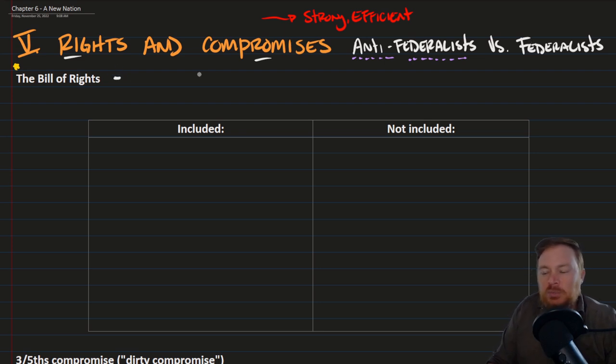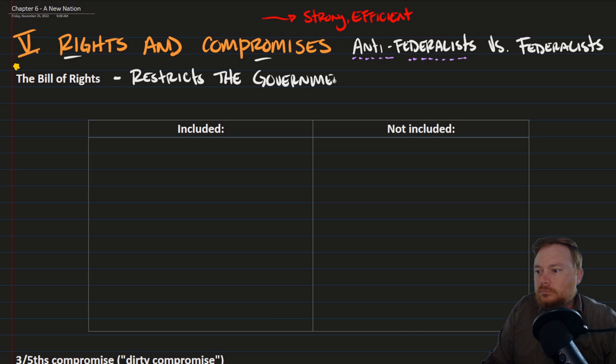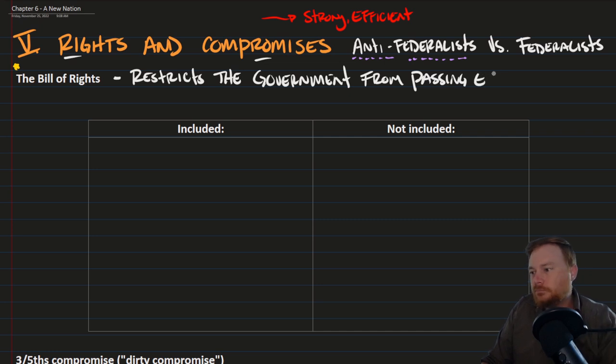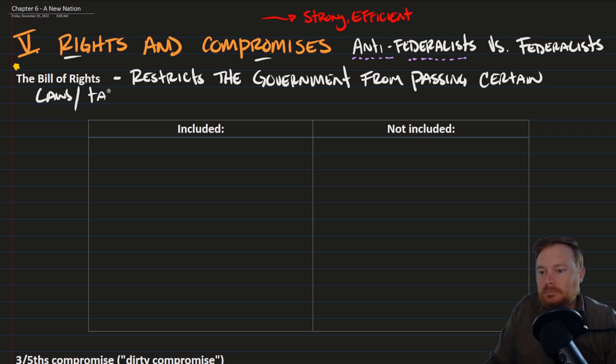And a Bill of Rights was something that some of the state constitutions had used already. Virginia famously included a Bill of Rights. But essentially what a Bill of Rights does is it restricts the government from passing certain laws, I will say, taking certain actions.